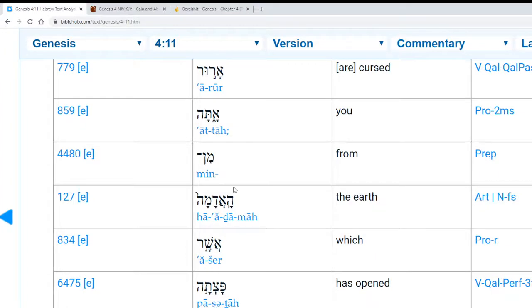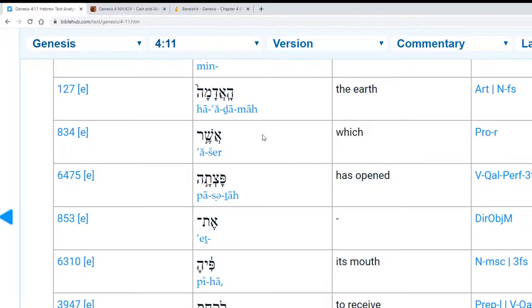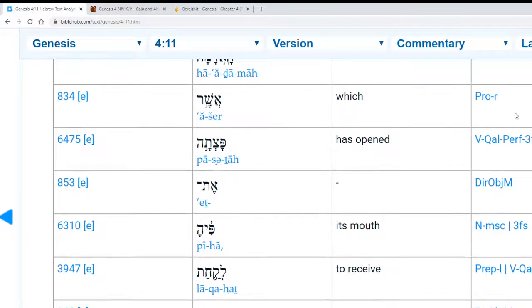Min ha'adama. So very similar to the way we said min ha'adama before, and here it says min ha'adama. So the blood was screaming from the land, from the clay, and you are cursed from the clay. Asher, prepositional which. So they call it a relative pronoun.